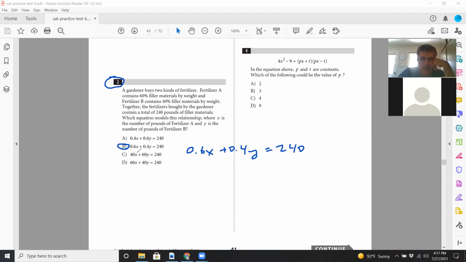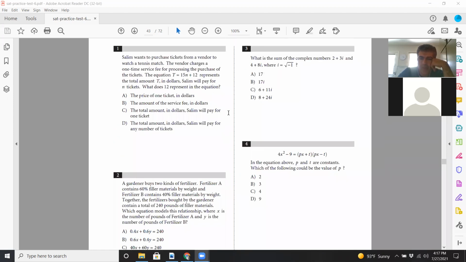So let's keep moving here. Let's take a look at 3. Now 3 is a concept that is covered in Algebra 2. So you guys should be pretty comfortable with it. You want the sum of the complex numbers. So really, it's just combining like terms. So this should be a really easy question. Do not overanalyze it, please.